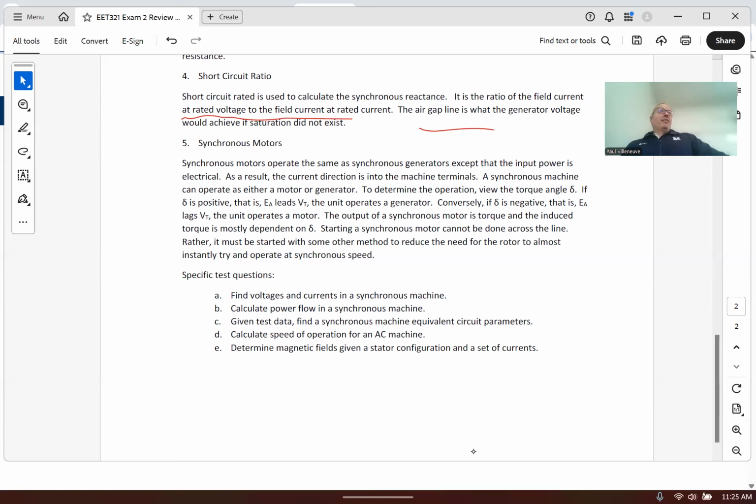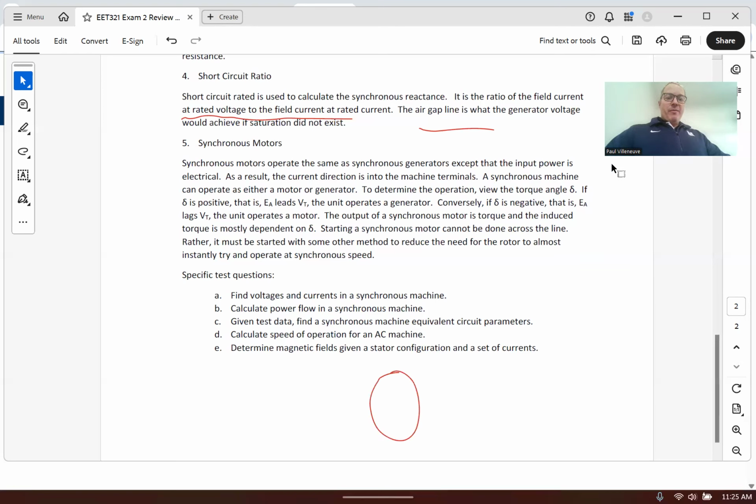Given some test data, open circuit characteristics and short circuit characteristics, find the equivalent machine Xs and Rs, maybe. Calculate the speed of operation for an AC machine: 4 poles, 6 poles, 8 poles, how fast should it operate? And then finally, determine magnetic fields given a stator configuration and the set of stator currents.